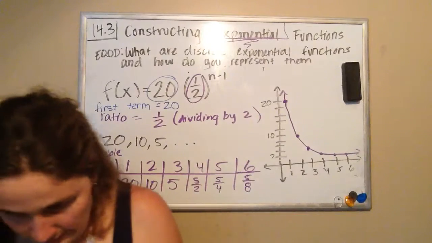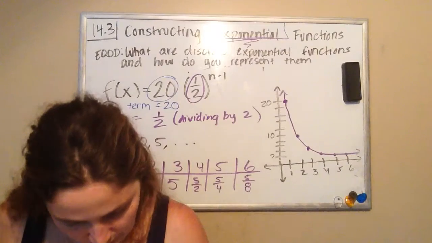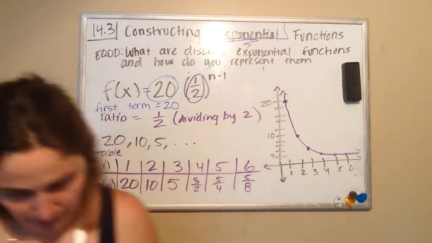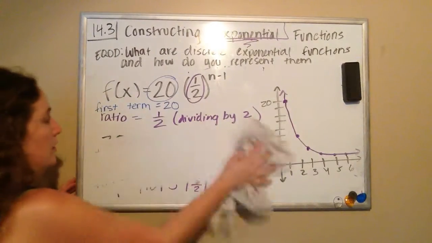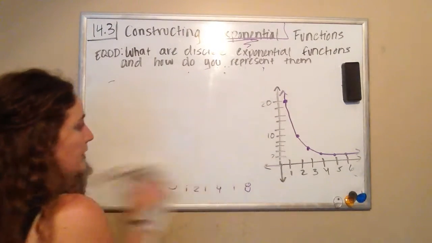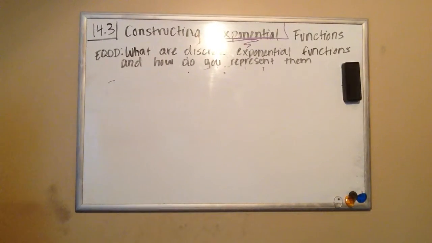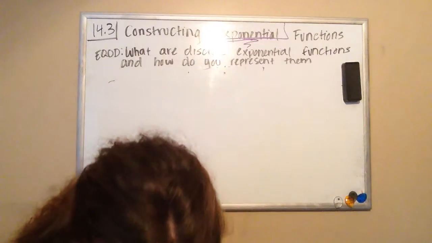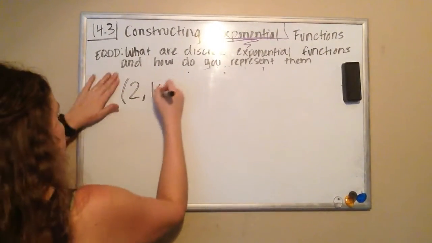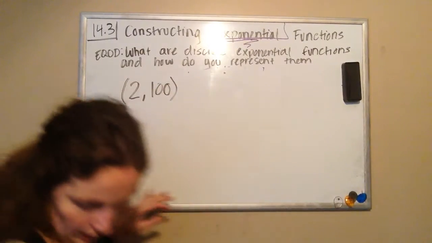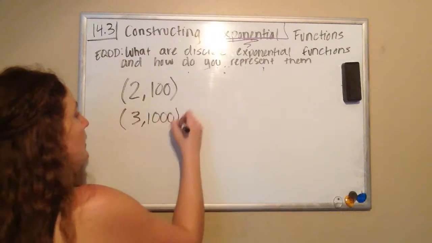Okay, last thing that we are going to do is we're going to figure out how to write equations when we are given 2 coordinate points. So, given 2 coordinate points that lie on a graph, how do you write an equation, and how can you represent it in the different formats? Okay, so coordinate points 2, 100, and 3, 1000. Those are our coordinate points.